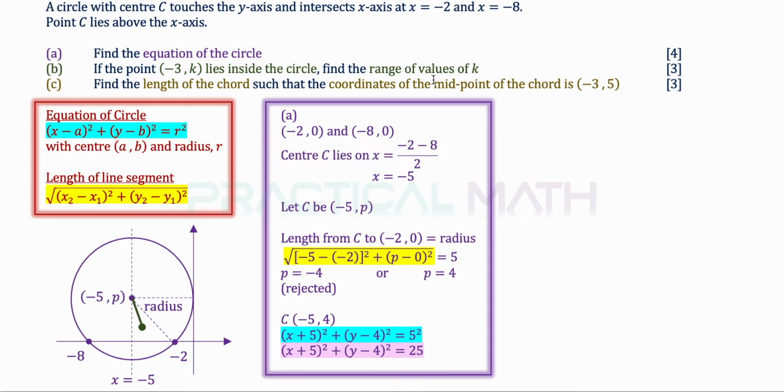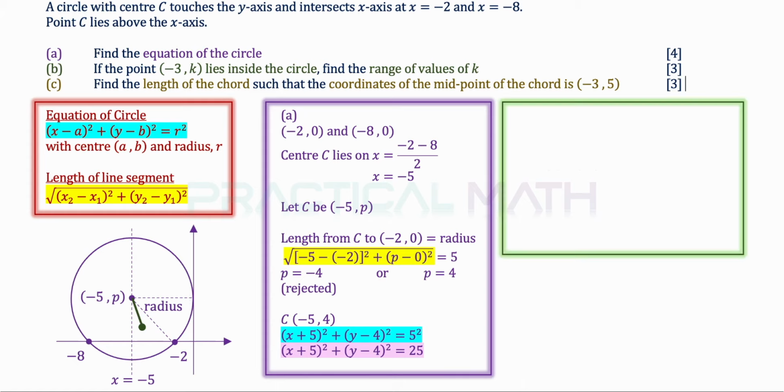In order for us to proceed with this question, we'll be comparing the distance between this point and the center versus the radius. So in our next step, the length from C, which is the center, to this point (-3, k), if it's lesser than the radius, it means it lies inside. The question gives us the condition that it must lie inside the circle, so it should be shorter than the distance of a radius.